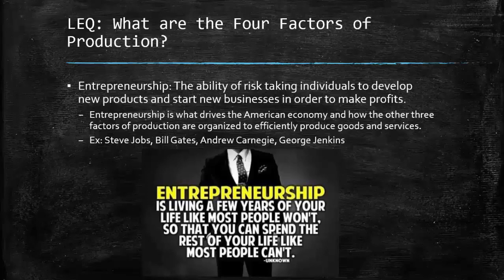So the entrepreneur is the original person who started the business, someone who took a financial risk. They risked their livelihood, their house, their money, the sake of their families. Whatever it is, they took a risk to start a business. Common examples: Steve Jobs, Bill Gates, Andrew Carnegie, who was in the oil and steel industry back in the 1920s. Hopefully you guys remember that. And George Jenkins, the founder of Publix.